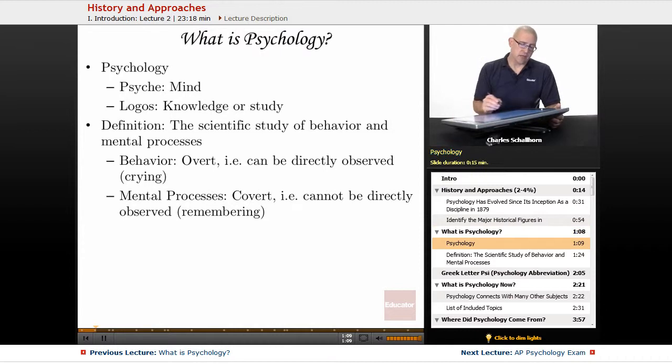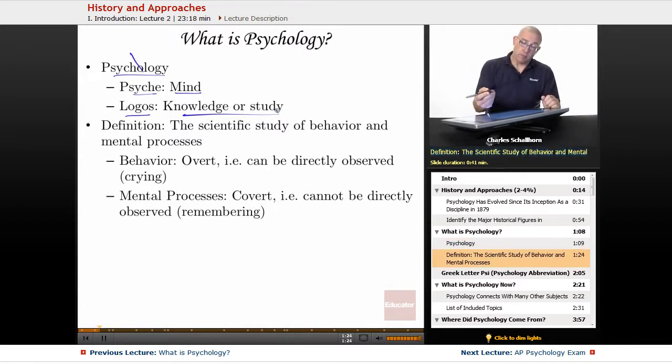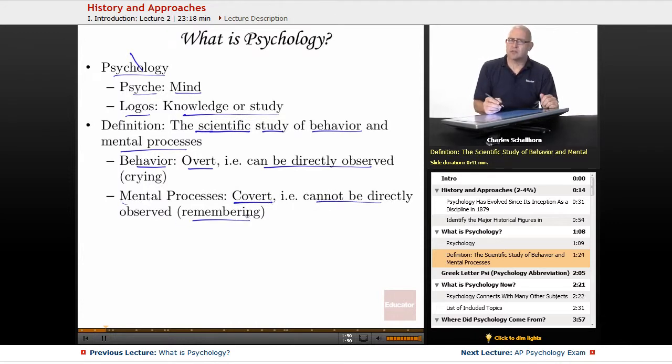So what is psychology? First, we break the word down into 2. Psyche means mind. Logos means knowledge or study. So the study or knowledge of the mind is the basic idea of what psychology is. Obviously, it's a lot more than that. But our definition, the scientific study, not common sense study, not intuitive study, but scientific study of behavior and mental processes. So behavior can be overt, that is to say it can be directly observed, such as crying, but it can also be covert with the mental processes, where it cannot be directly observed, such as remembering.